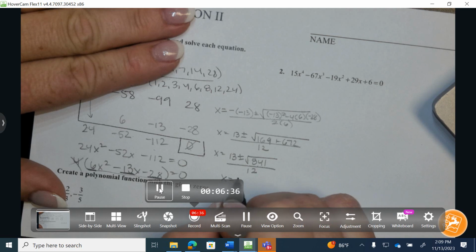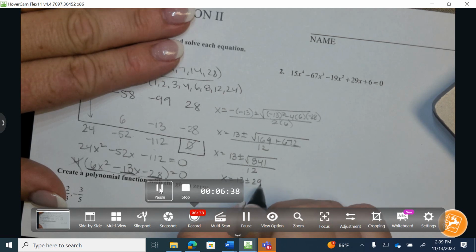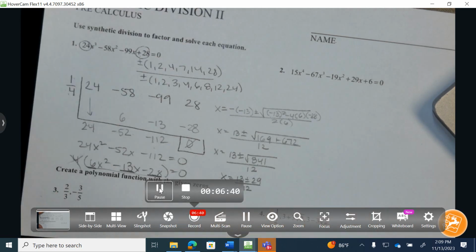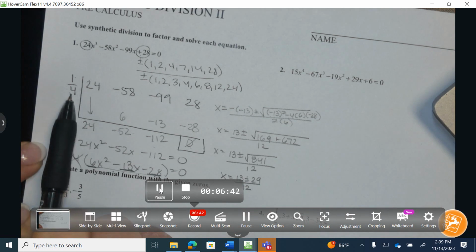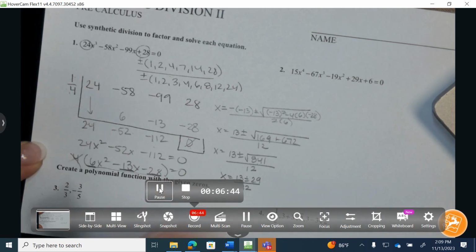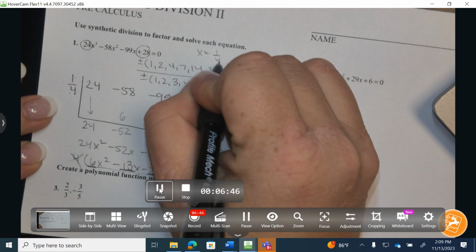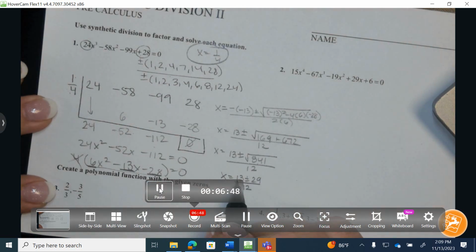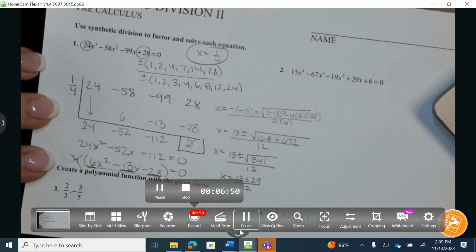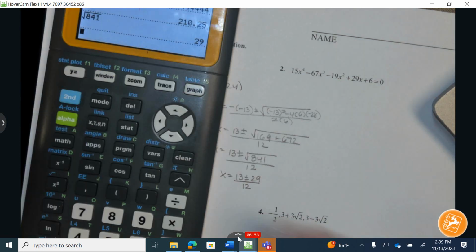So x equals 13 plus or minus 29 over 12. Okay. Remember, I only have one of the 3 roots, and that is 1/4 at this time. So I know 1/4 is one of the 3 roots. So one time I'm going to add, and then I will divide by 12. So I'm going to grab a calculator.